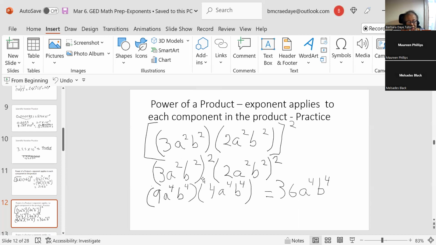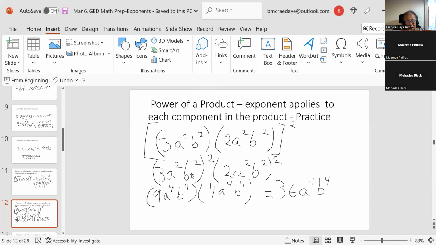Okay. And right here, a to the second is just like what we've been doing. Power of a power. And what do you do? Multiply. 2 times 2 is 4. Okay, B to the second. I just redo it on my own. Question?